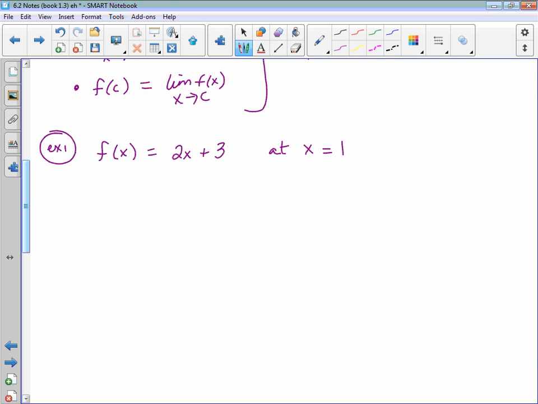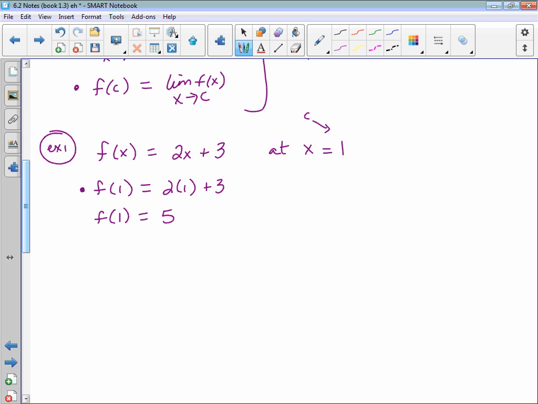1, 2, 3. Okay? So first bullet point is we're trying to show that f of c exists. So guys, realize this is your c. So what I'm looking for is f of 1. How do I find f of 1? Plug it in. So 2 times 1 plus 3. So what does f of 1 equal? 5, okay. So does it exist? Yes, it exists, okay.